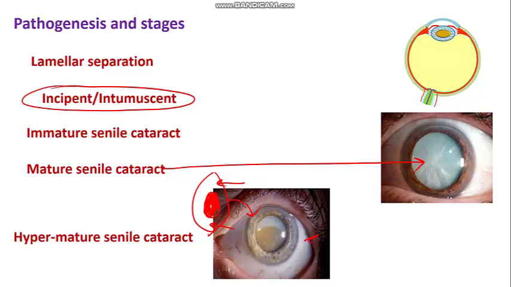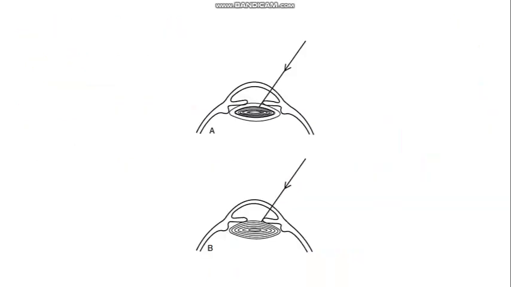This can also lead to a glaucoma, that is phacolytic glaucoma or lens protein glaucoma. It is a secondary open angle type of glaucoma because it does not push the iris, it blocks the trabecular meshwork. It is a secondary open angle glaucoma, phacolytic.